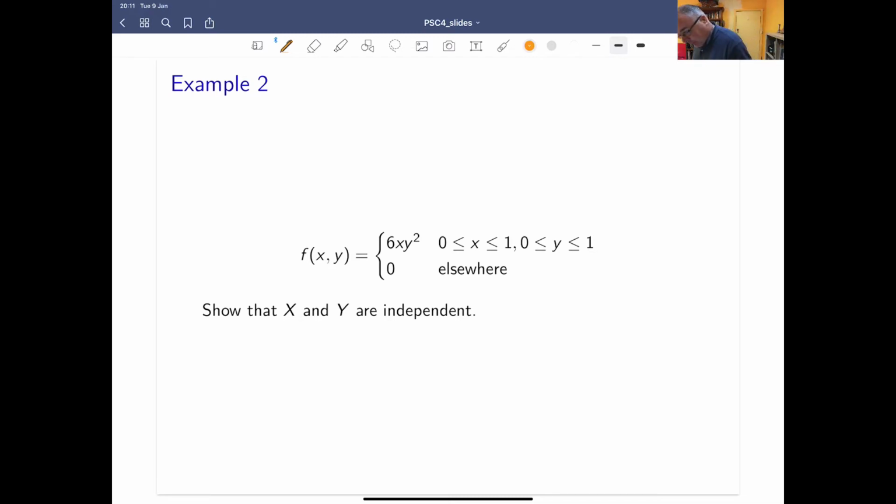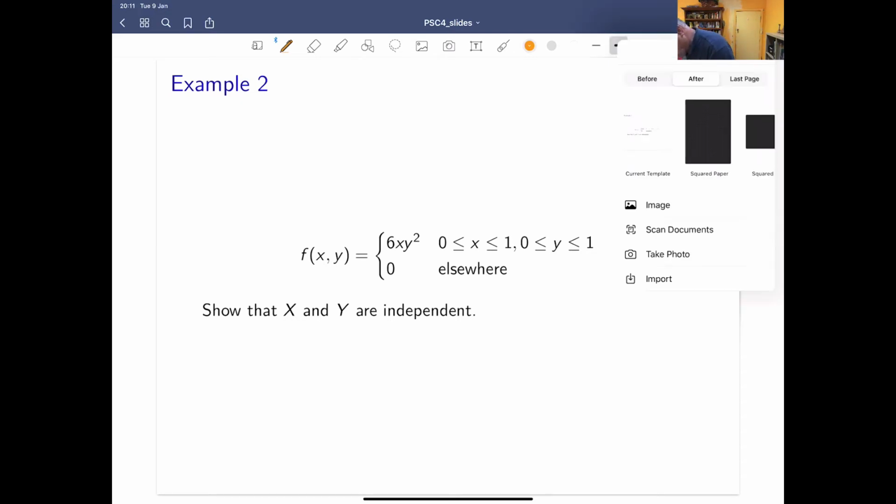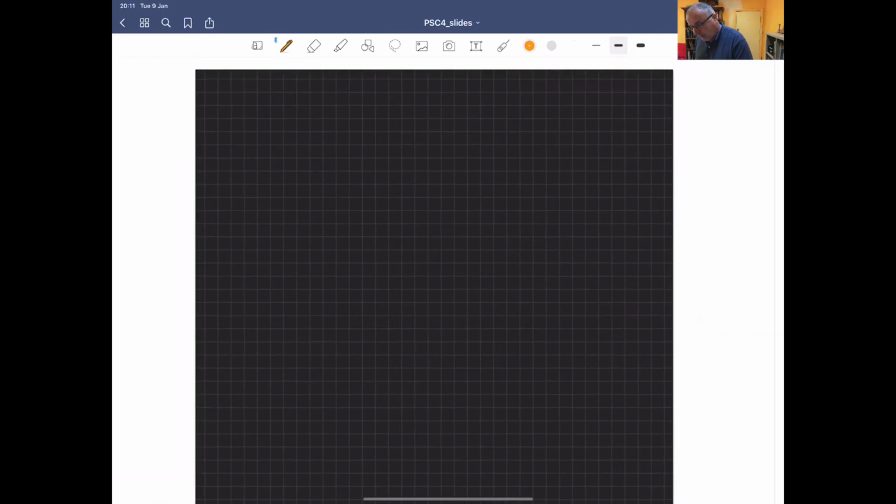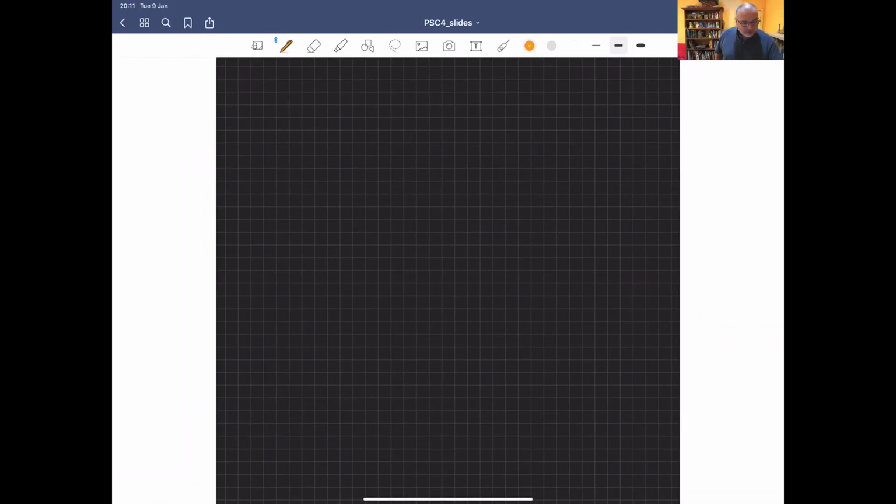So we've got our function there. f(x,y) is 6xy squared, where x lies between 0 and 1, and y lies between 0 and 1. And if we want to show that they're independent, what we need to do is calculate the marginal distributions, and then once we've got the marginal distributions, look at the product of them and see if it's equal to the joint. So first of all, we've got f1 of x.